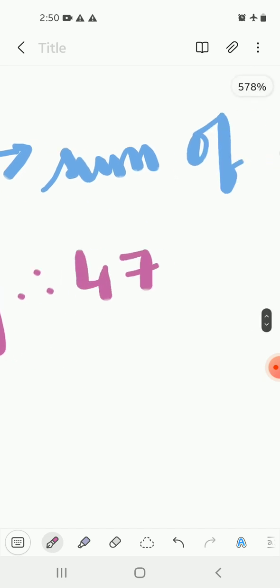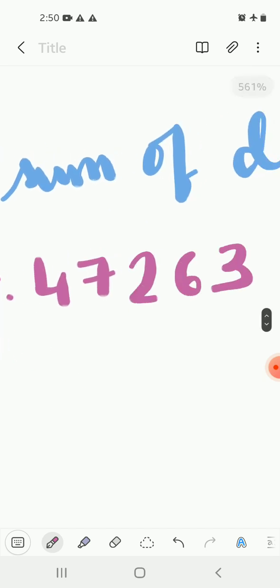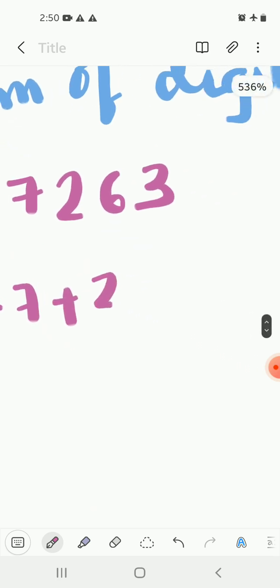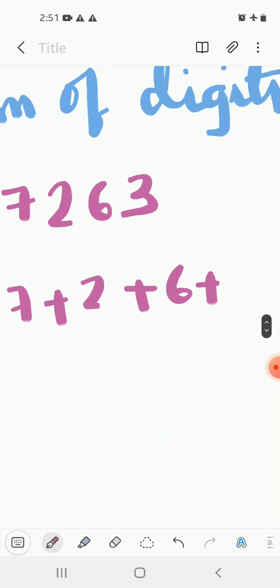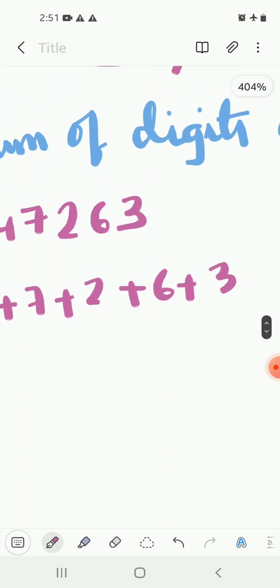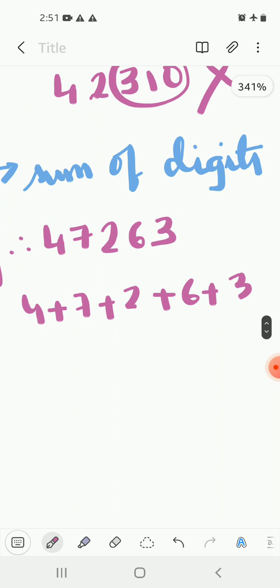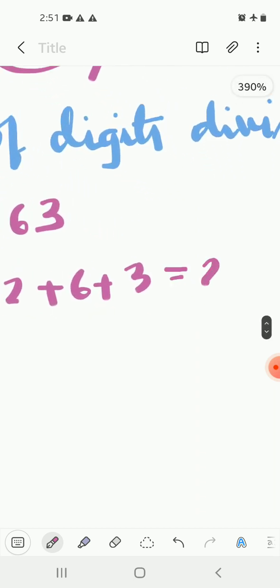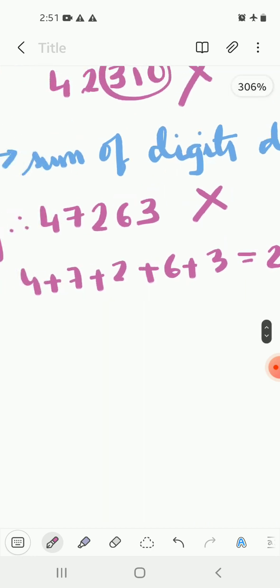47263. Let's add all the numbers. 4 plus 7 plus 2 plus 6 plus 3. If we add all the numbers, we get 4 plus 7 is 11, plus 2 is 13, plus 6 is 19, and plus 3 is 22. So you see 22 is not divisible by 9, so this number is not divisible by 9.